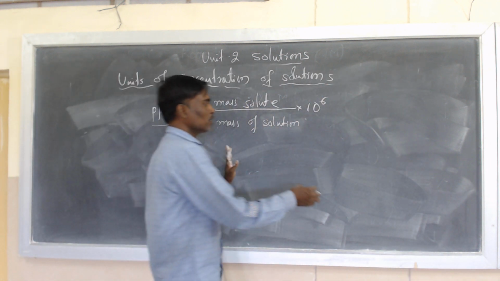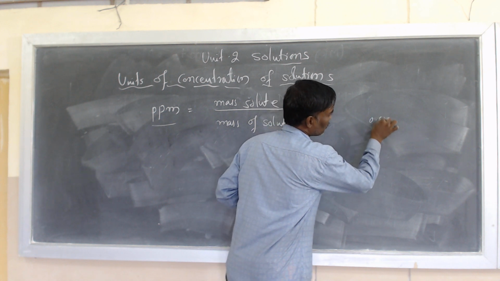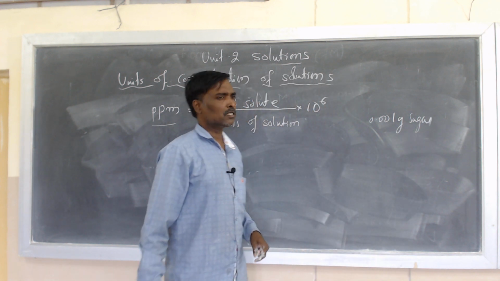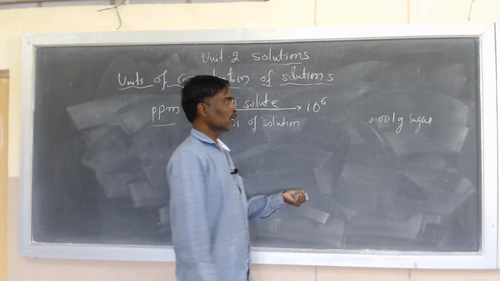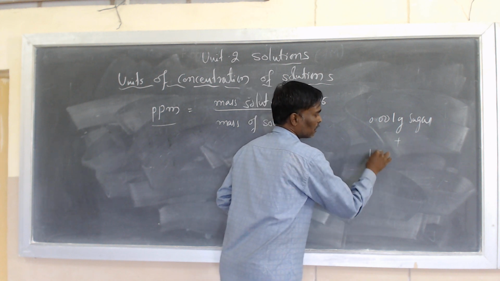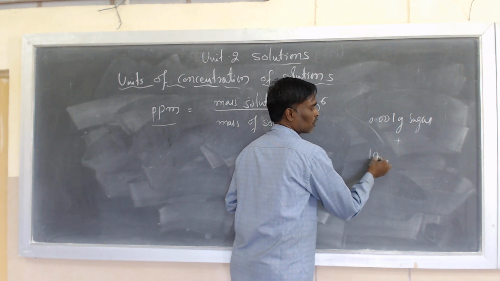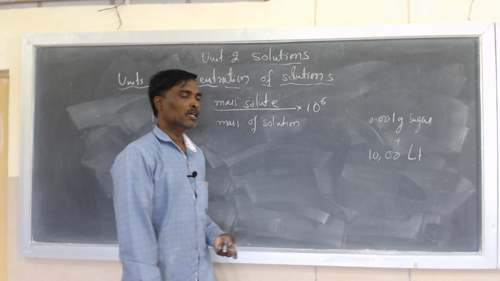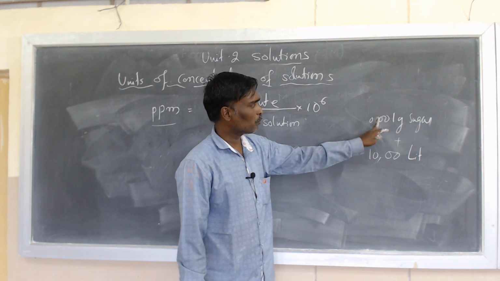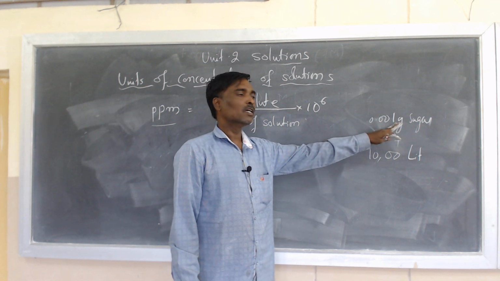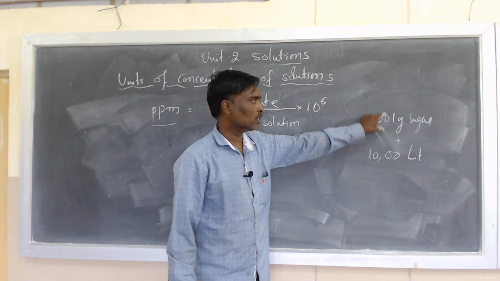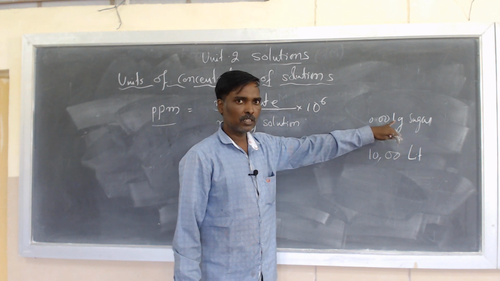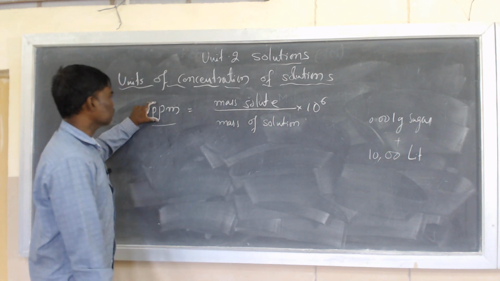Or simply, for example, if I dissolve 0.001 gram of sugar, just a small quantity of sugar, in say 1000 liters of water. So in 1000 liters of water, if I dissolve only 0.001 gram of sugar, it is also one type of solution, that is a sugar solution. Then the concentration of this solution is expressed in terms of ppm.